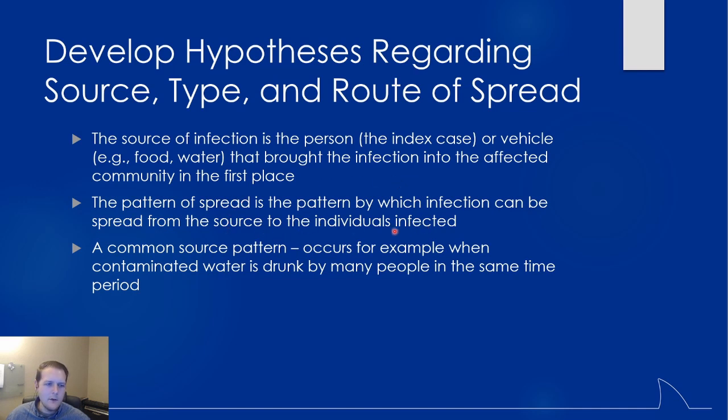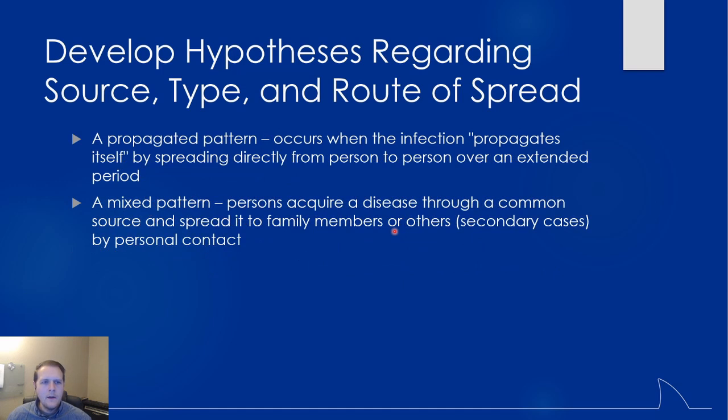So we need to know, is it going to be something that's spread person to person? Is it something that's via a certain common source exposure, like contaminated water, things like that? It helps give us a better idea of how these things are actually spreading. So as I mentioned, when you get those propagated patterns, that's typically when things are being spread directly from person to person over that extended period of time. Even though they may have a common source exposure, once they start spreading it from person to person, either through respiratory means or through fecal-oral routes, that's where you get more of that propagated pattern.